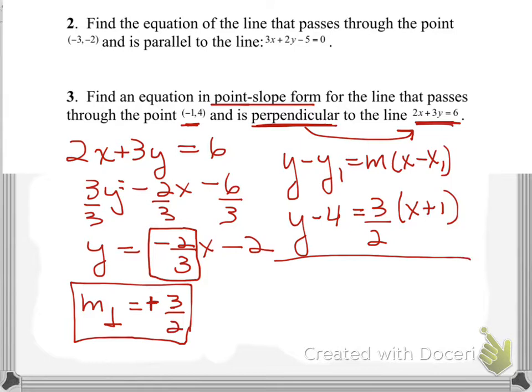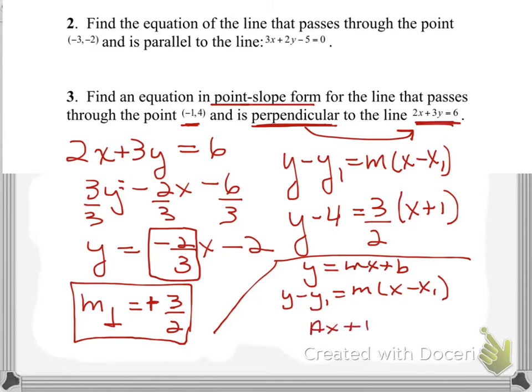So just a quick sidebar. Here are your three forms of a line. y equals mx plus b, that's slope-intercept form. y minus y1 equals m times x minus x1, that is your point-slope form, and ax plus by equals c, and that's your standard form. Remember, standard form just means you have all the variables on the same side.